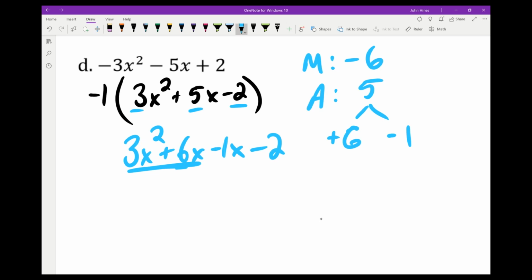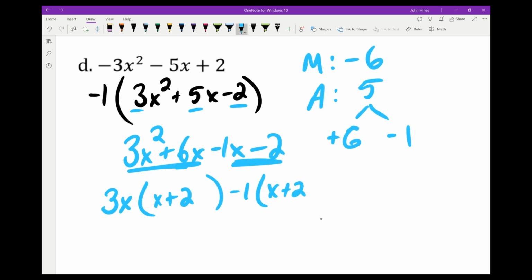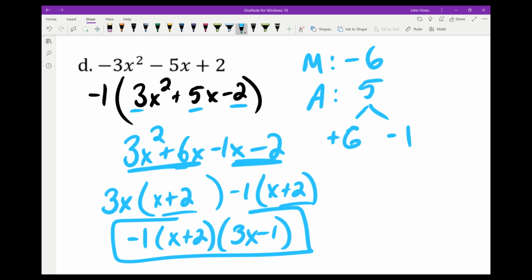What can I take out from here? A 3x, x plus 2. And then what can I take out from here? Negative 1, x plus 2. That leaves me with x plus 2 times 3x minus 1. Don't lose that negative 1 factor we took out way back when. Hopefully you're noticing it's the same steps every time. The hardest part of this whole thing is over here where you actually have to do some thinking and some mental math.